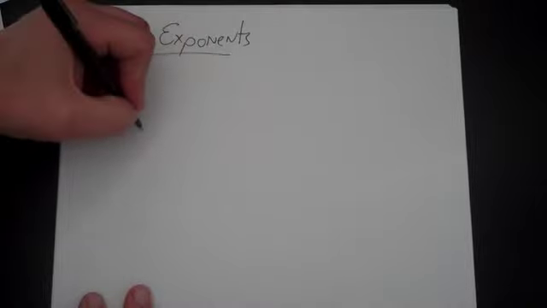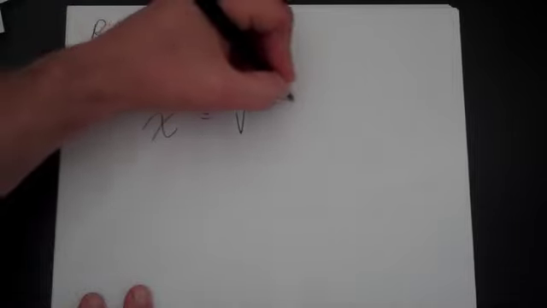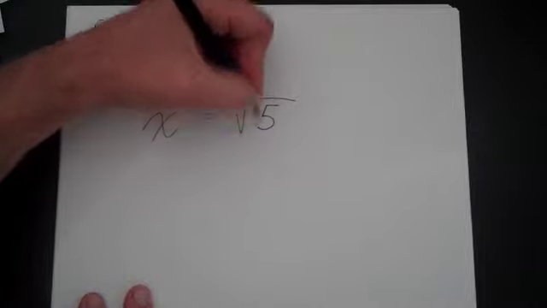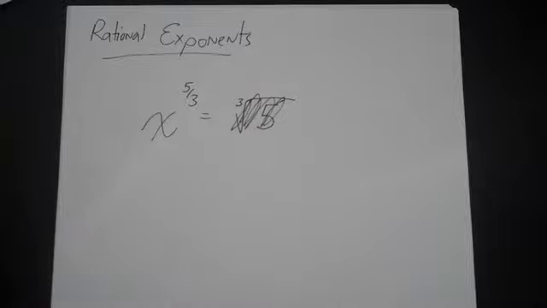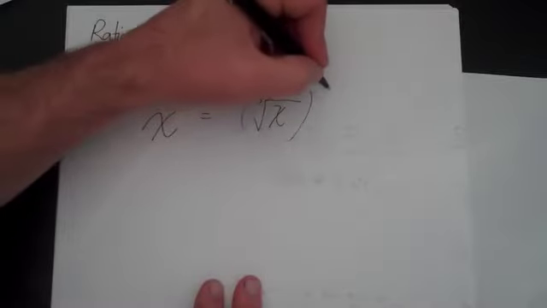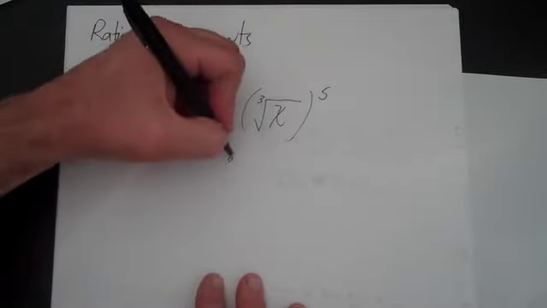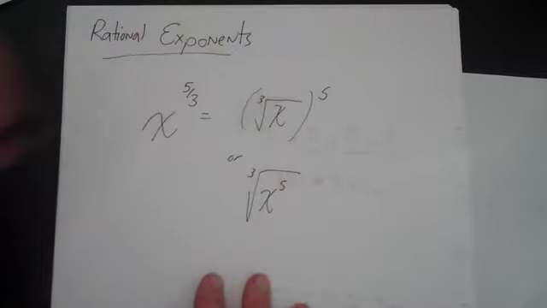So now we're ready to define what a rational exponent is. The way that we're going to say it is we're going to say x to the 5/3 is going to be the cube root of x raised to the 5th power. Or we can say it's x to the fifth, and it's the cube root of that.